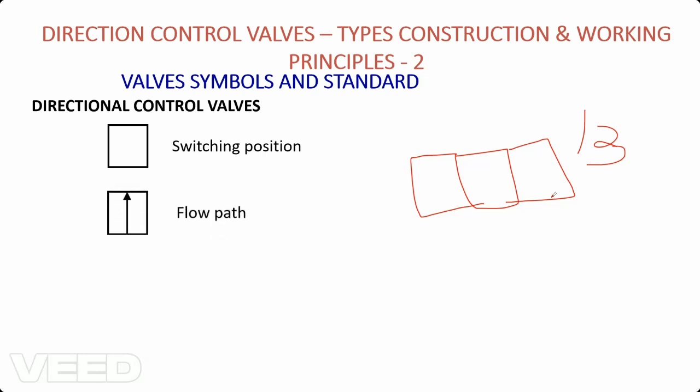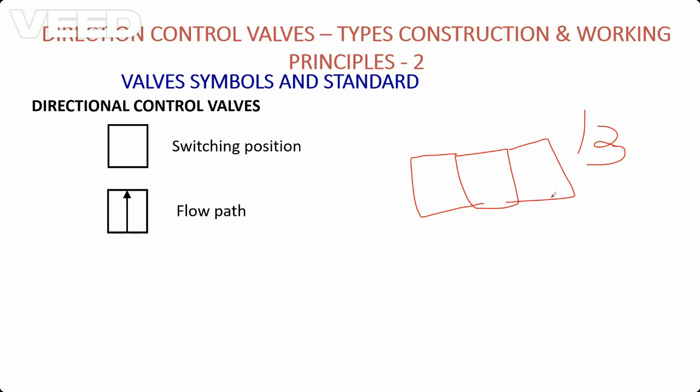Inside this position, if there are any lines, these indicate the flow path. They might be from top to bottom, bottom to top, left to right, right to left, or sometimes diagonal. So this is the flow path. In this flow path we can see an arrow indicator, which will show us the flow direction. These arrows might change from time to time depending upon the flow of the air.